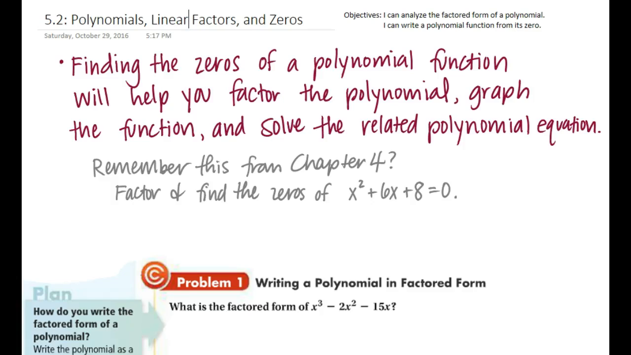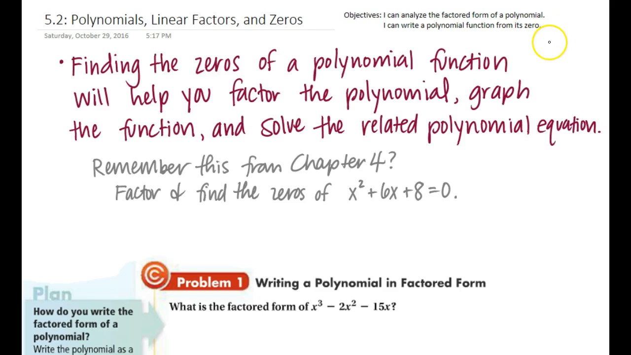We're going to be learning about polynomials, linear factors, and zeros. Our objectives are that we can analyze the factored form of a polynomial, and we can also write a polynomial function from its zeros. So first of all, we need to talk about how finding the zeros of a polynomial function will help us factor the polynomial, graph the function, and solve the related polynomial equation.